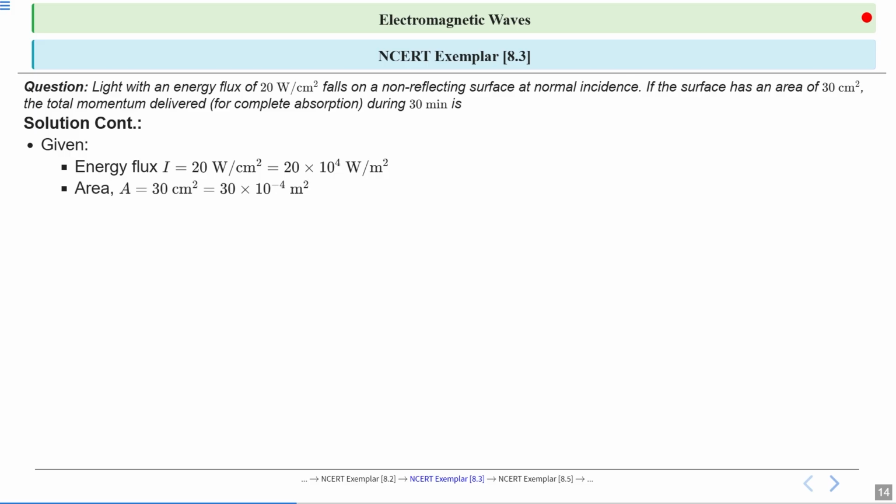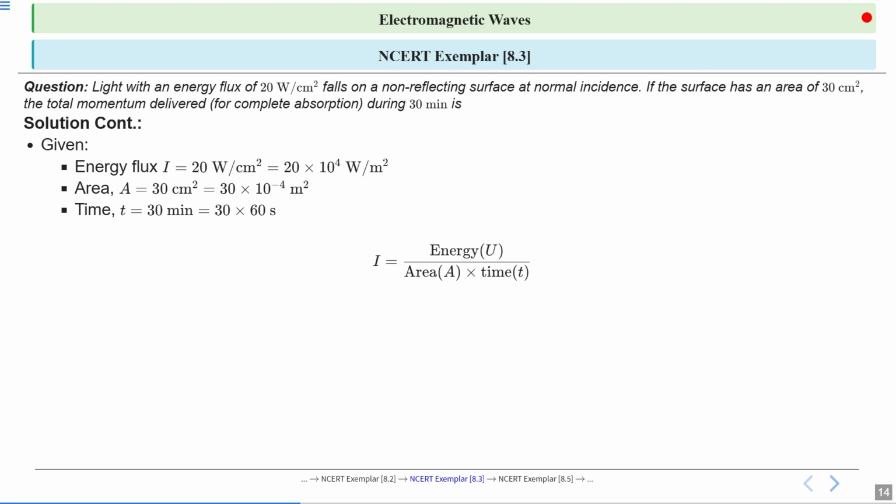Area is given as 30 centimeter square. So 30 into 10 to the power minus 4 meter square. Time is given as 30 minutes. Convert it into SI units. So time will be equal to 30 into 60 seconds. I am not giving the exact value; we will solve it in the solution also.